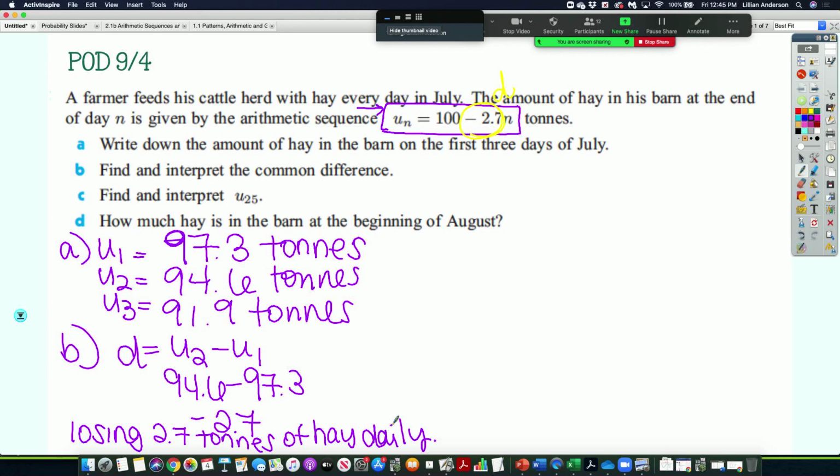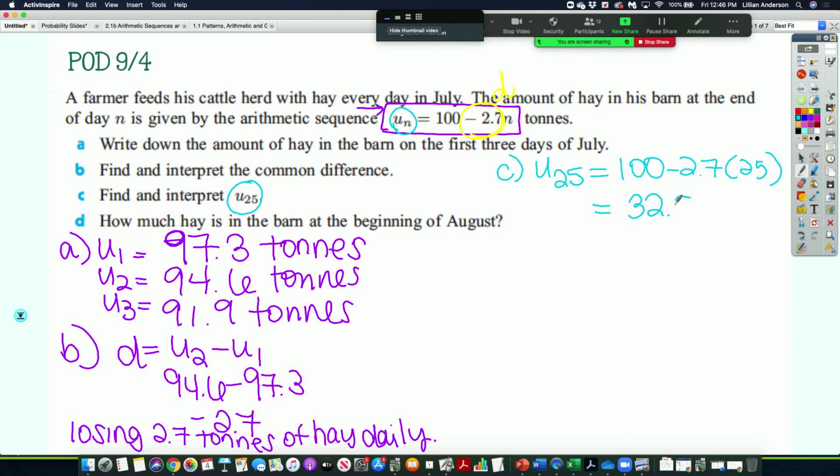Now we have to find and interpret u of 25. So for this, we want to plug in 25 into n, into our explicit formula that's already been simplified for us. No need to recreate the wheel. It's already been given to us, so let's use it. So for part C, we're going to plug in 25 for n, and then we're going to solve. What did you guys get? I got 32.5.